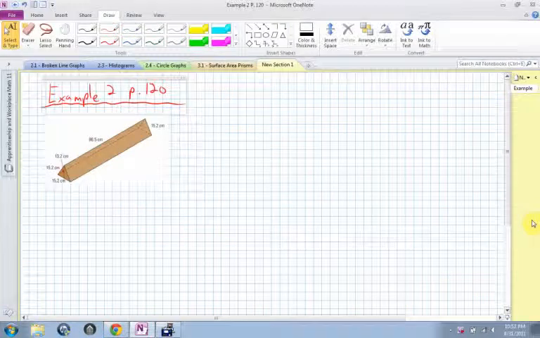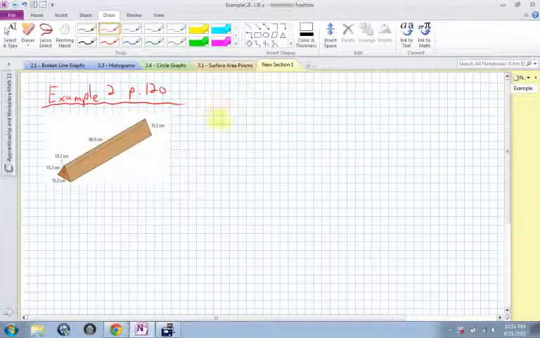So here's example 2 from page 120. This is a triangular prism. So the first thing I want to notice is how many faces that we have. Because when you're doing surface area, you have to add up all the faces.